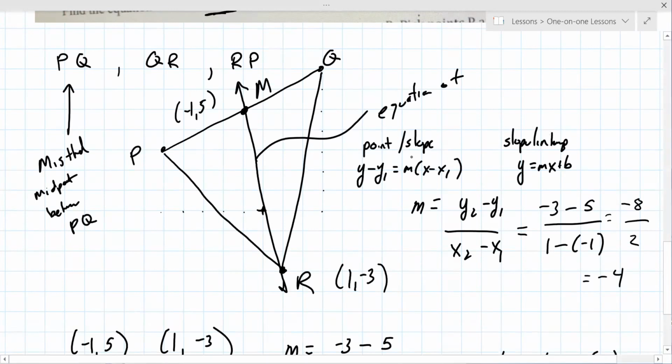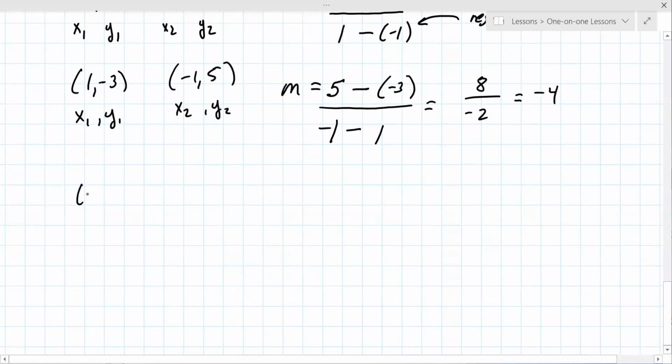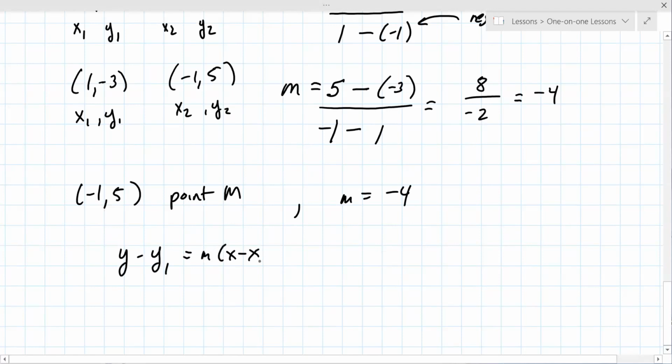Point slope. Okay, so we have to pick a point, and the point is either M or R. Which point do you want to pick? M. So M has point -1 comma 5. That's point M. We know we have a slope of -4. And we're going to write y minus y1 equals slope times x minus x1.